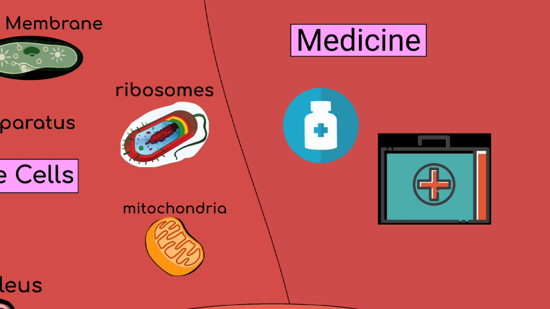Key disciplines within medicine, including anatomy, physiology, pharmacology, pathology, immunology, microbiology, epidemiology, and medical ethics, collectively contribute to the comprehensive understanding and advancement of medical science. Anatomy and physiology, unveiling the human body's marvels.